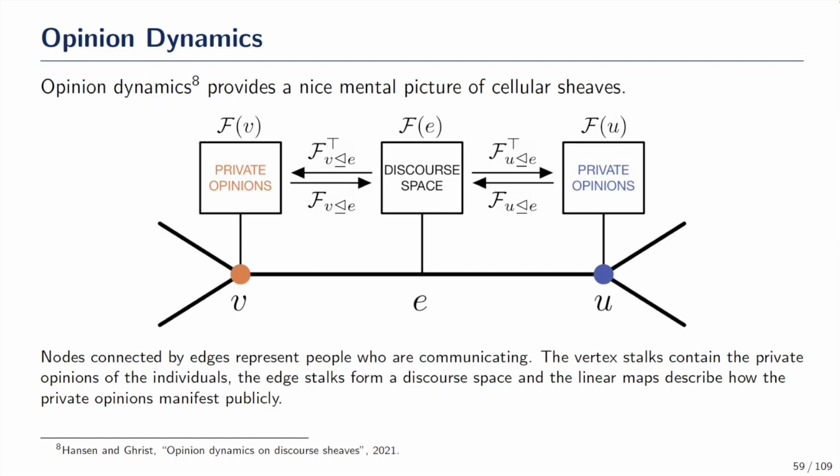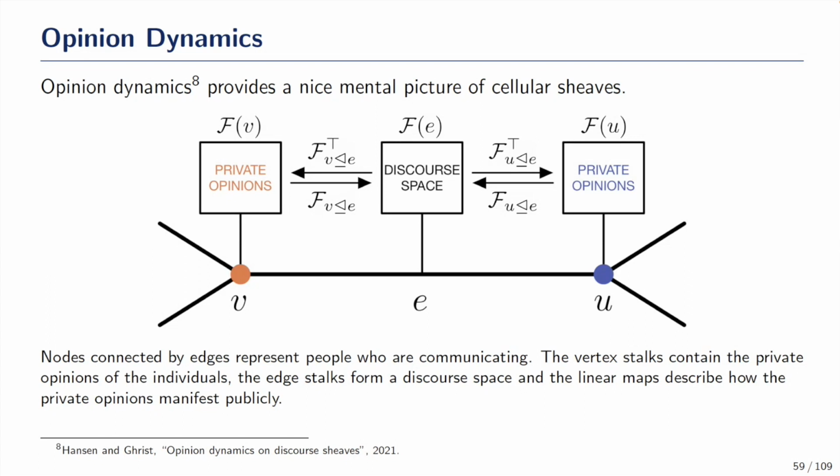And what these linear maps are doing is transforming a private opinion into a public opinion, right? So we just say, how does my private opinion manifest in public? And fortunately, we don't always say in public what we actually think. So that's the way to model that, right? You have this filtering of opinions that's done by the linear maps.